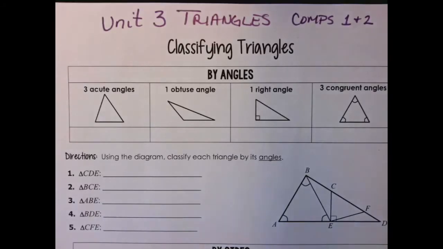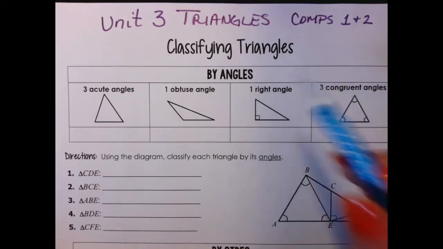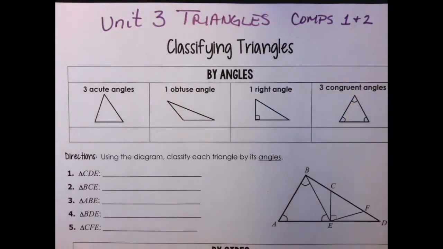Alright, so we are going to be moving on to chapter 3, which is going to be about triangles. Today we're going to work on classifying our triangles, and then we're going to add a little bit of algebra to that. When we are classifying triangles, there are two ways to classify them. First is by their angles. Second is by their sides, and we'll cover that in a minute.